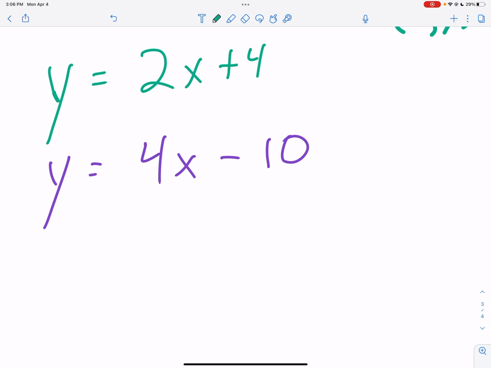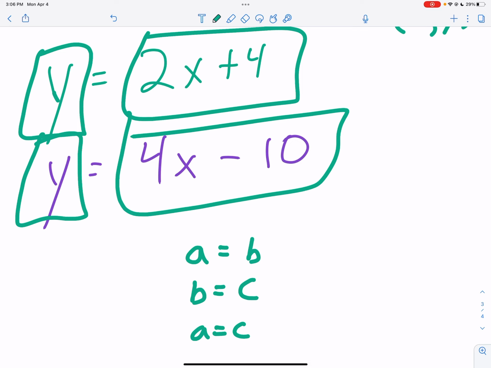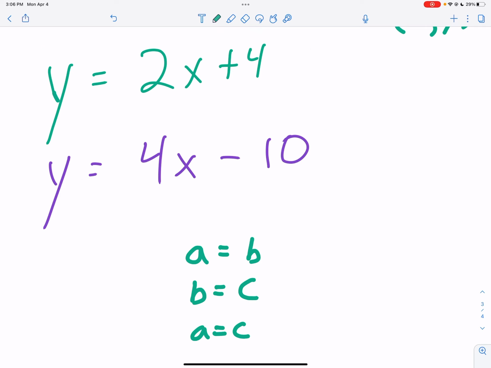if they are to be solved at the same time, which means that we can either think of it as setting these two equal, since they're both equal to y. We can set them equal, which the property that we would be using in that case would be the transitive property. The transitive property is if A is equal to B and B is equal to C, then A is equal to C. So if y is equal to this and this is equal to this, then this should be equal to this. It's called the transitive property. It's a fancy word.